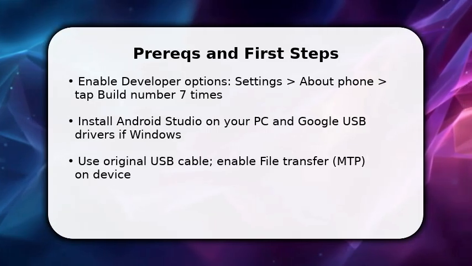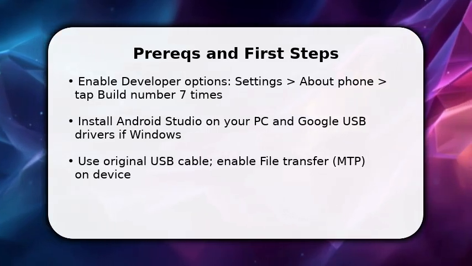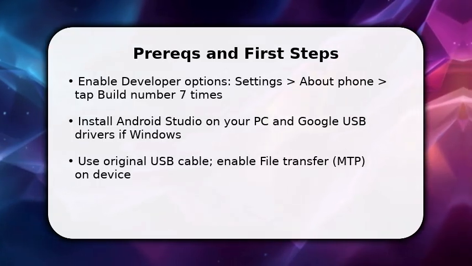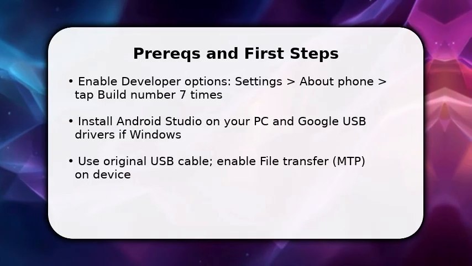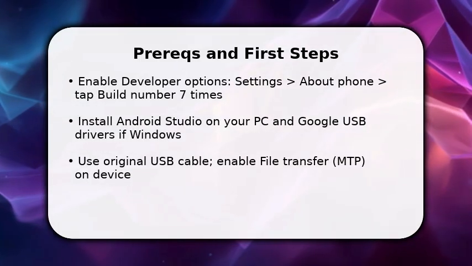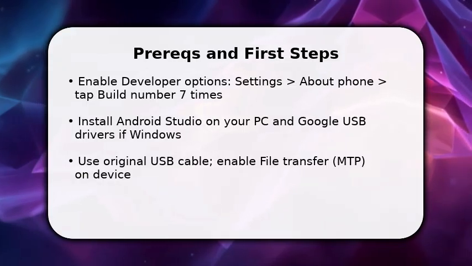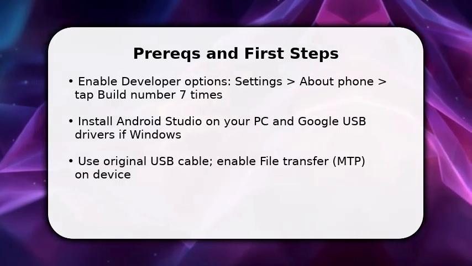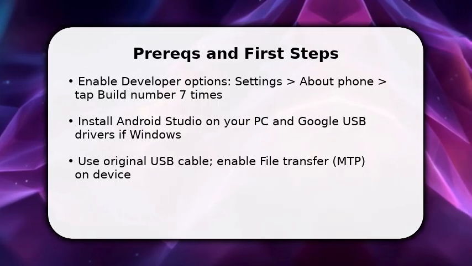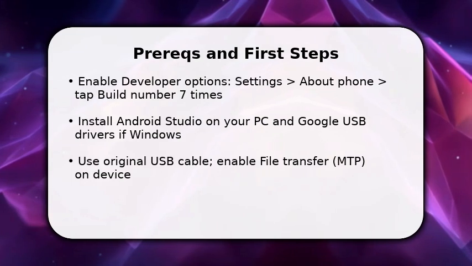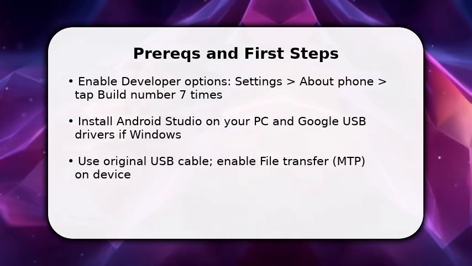Enjoy the video. You start by preparing the device and host. Enable developer options by tapping build number 7 times, then open developer options and toggle USB debugging. Next, connect the phone with a reliable USB cable and choose File Transfer, MTP, on the device so the host sees it. Make sure Android Studio is installed and up to date, and on Windows install the Google USB driver. This avoids driver mismatches. Once done, watch for the authorization prompt on your phone and do not deny it.